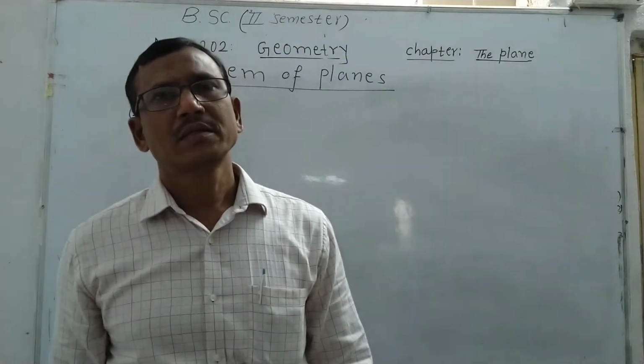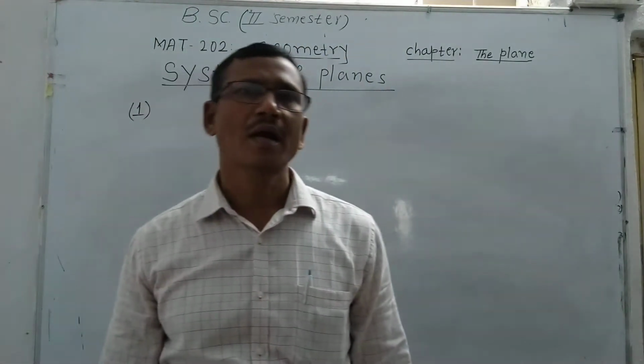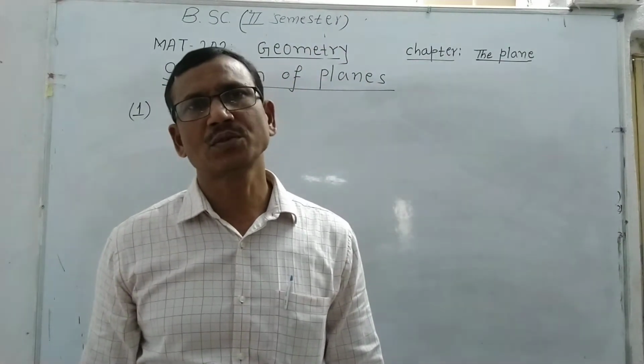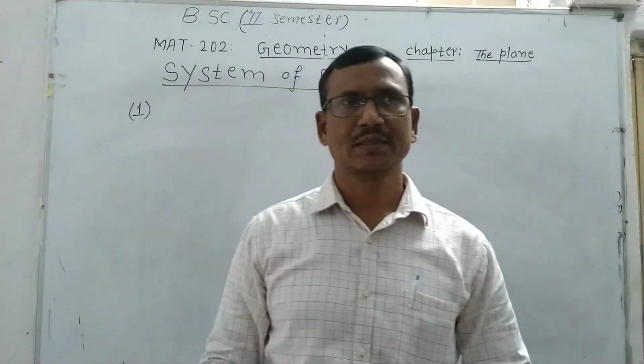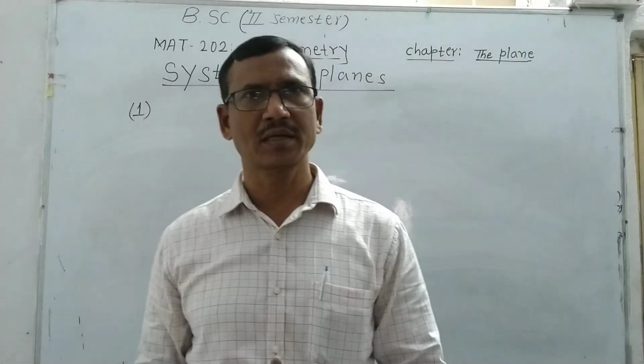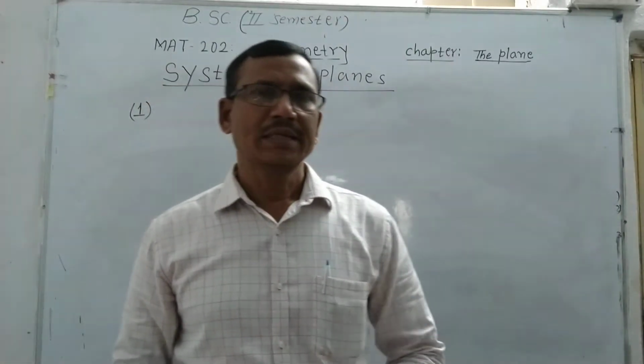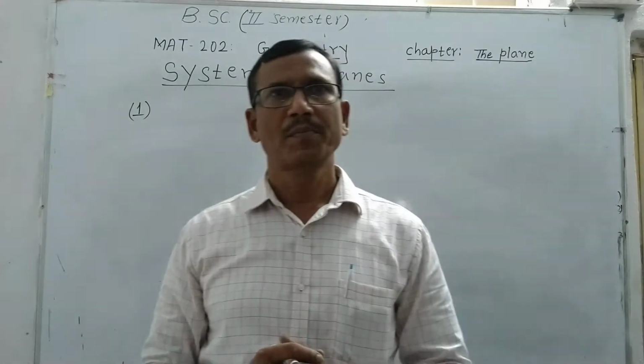In the last lecture, we studied how we can find the equation of a plane passing through given 3 points, or 2 points and one other condition.